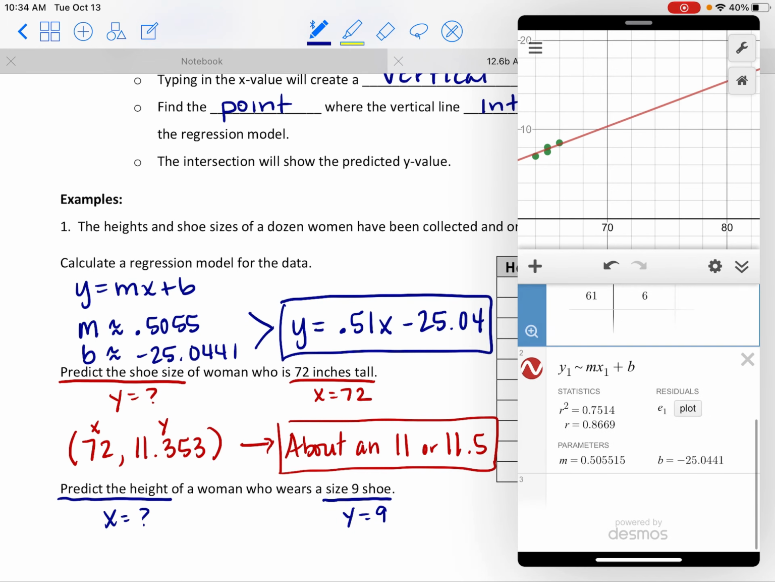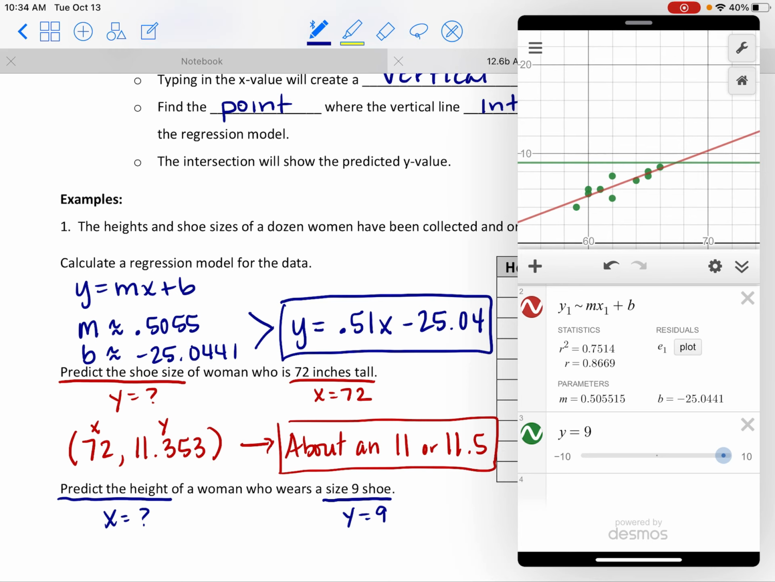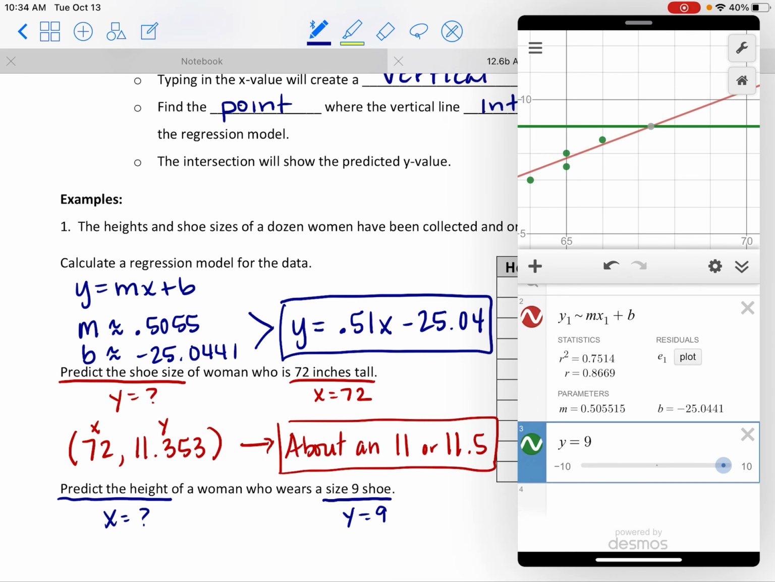And I'm going to type in, again, a separate line. I'm going to put in the y value this time because that's the one I know. So y equals 9 goes in. That creates a horizontal line, the green one on my graph. And I want to find the point where that line meets my regression model. And now that intersection is showing me what I'm looking for.